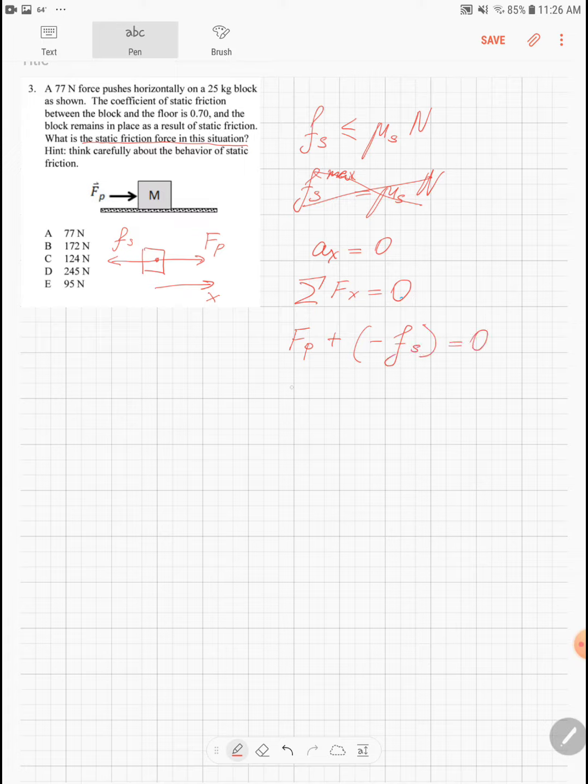And now we can just solve this equation for the static friction force to obtain the following result, and then substituting what we know about the force of the push, we will get the final answer.